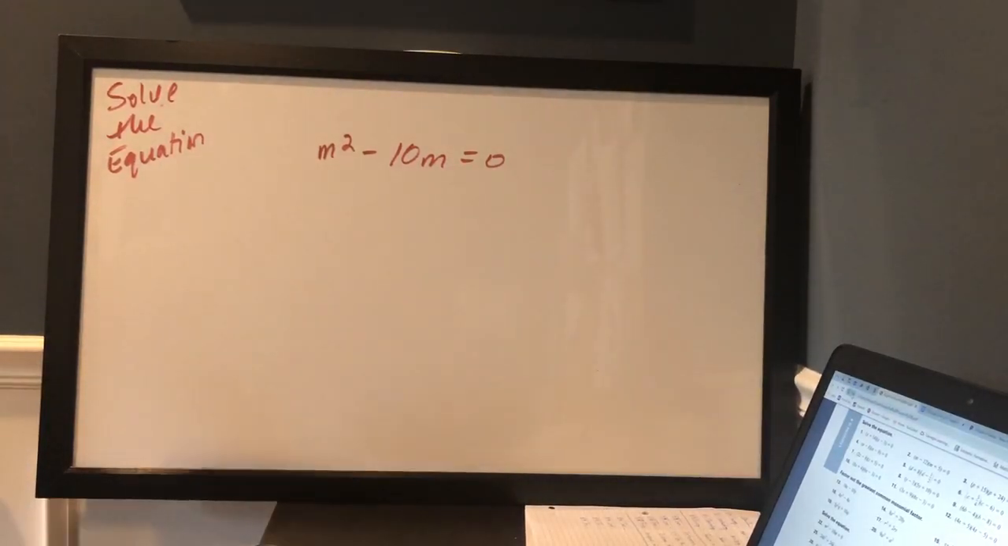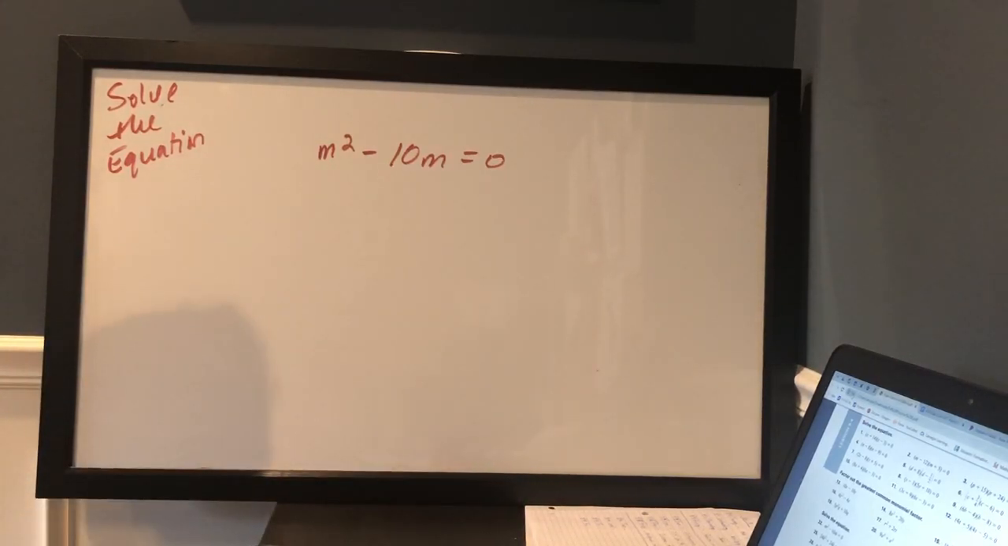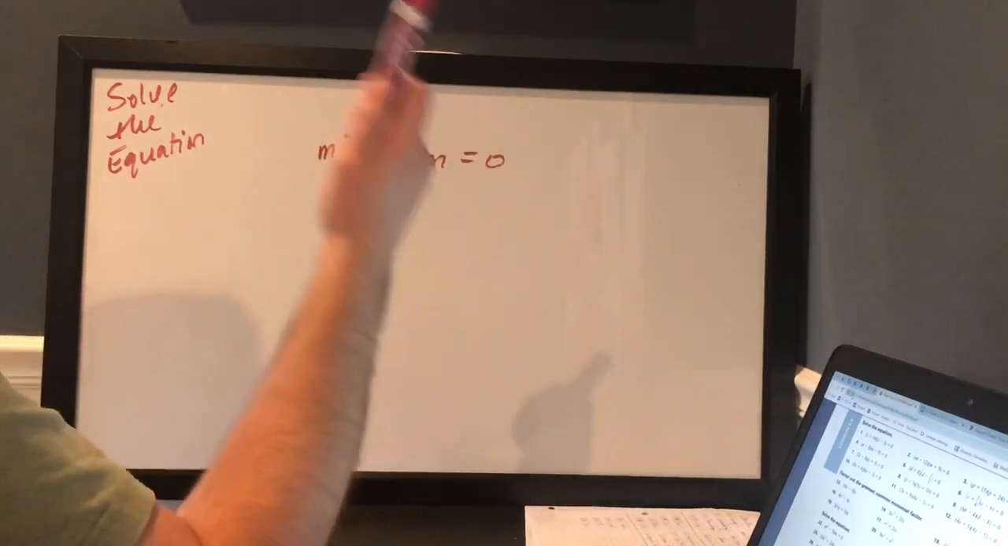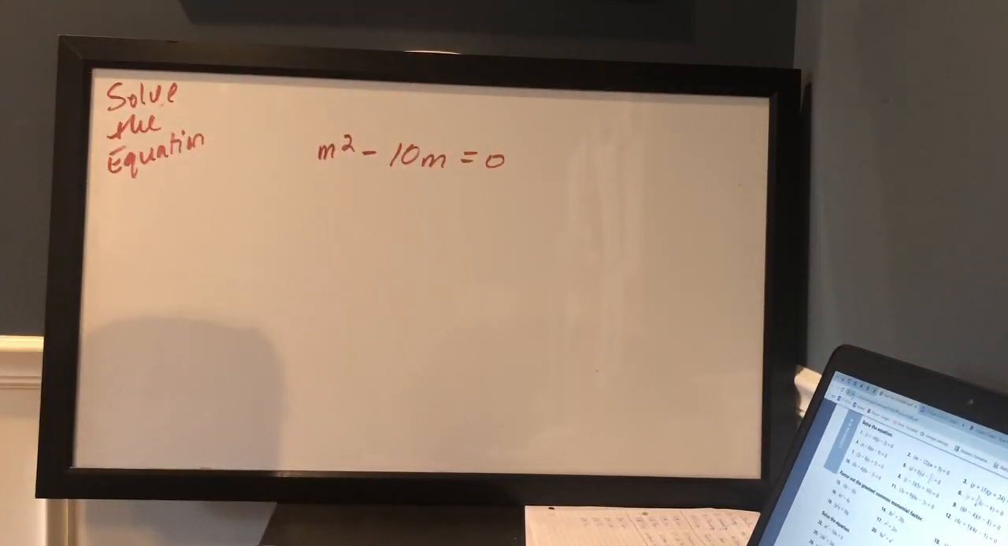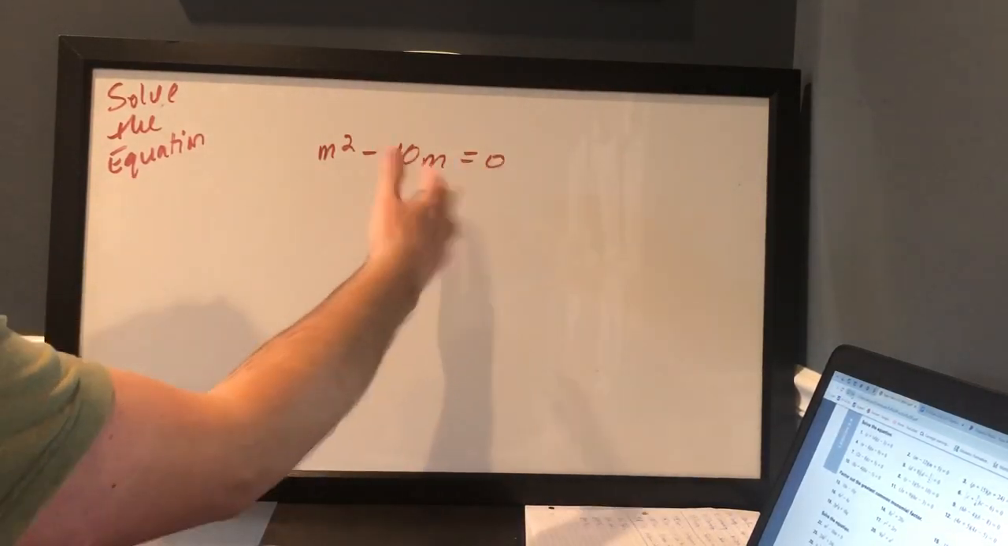All right, hey everybody. So today we're going to work on solving a polynomial equation. You're going to have to use things from solving the equation and factoring out the greatest common monomial factor. So right now we can't really set this up and solve it this way.